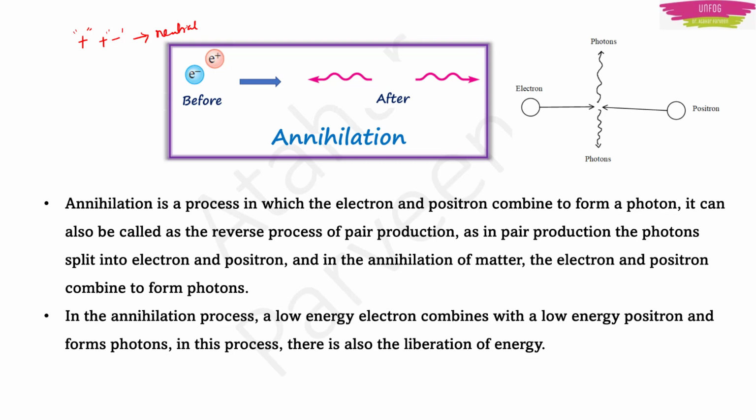Another important point is that in the annihilation process, a low energy electron will combine with a low energy positron. Then that combination will form a photon. In this process there is also liberation of energy, that you should know. This electron has low energy, and the positron also has low energy. They combine together and form a photon. So this is known as annihilation of matter.